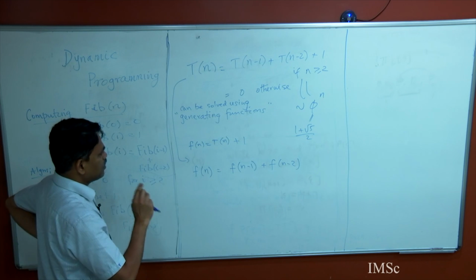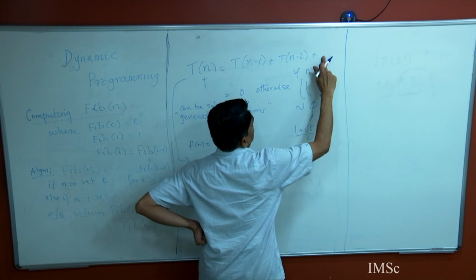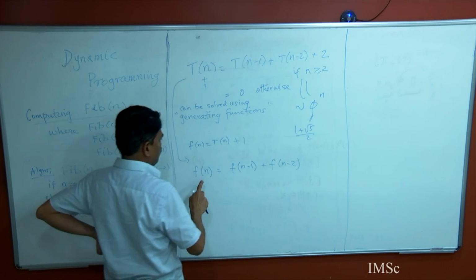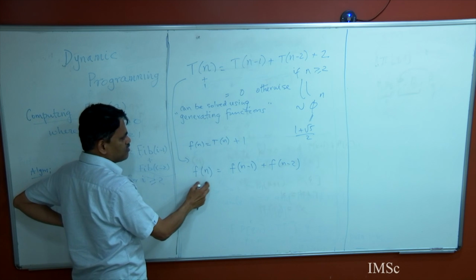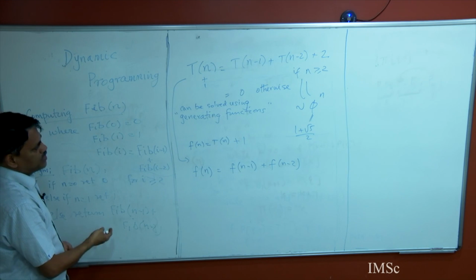Oh, I see. Okay. Because f of n itself has a plus 1, right? So if I do this, then this will be plus 2. So if I write f of n is t n plus 1, f of n is f of n minus 1 plus f of n minus 2. So that f of n looks like a Fibonacci number.